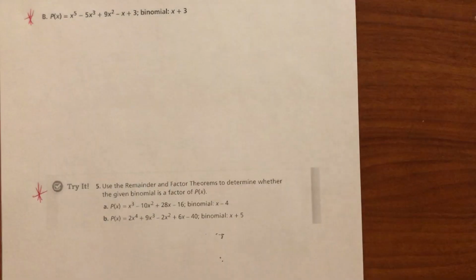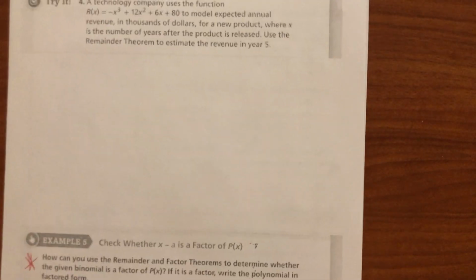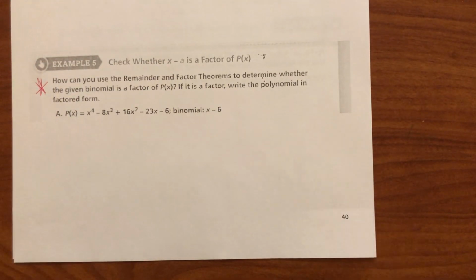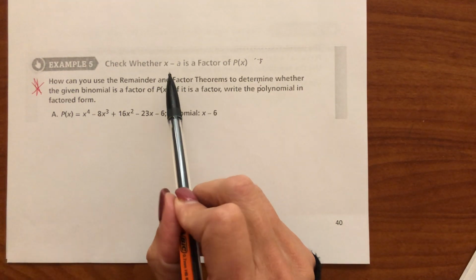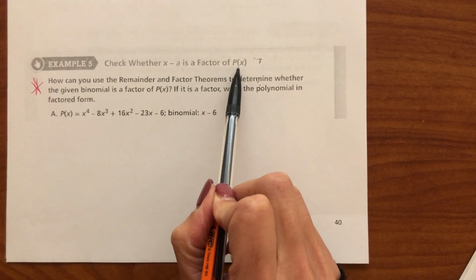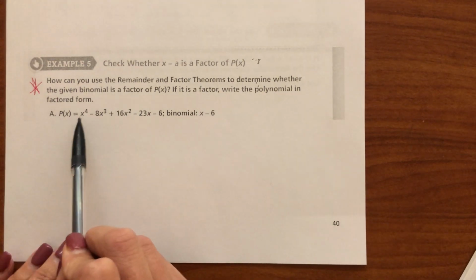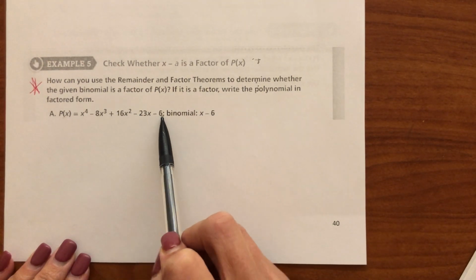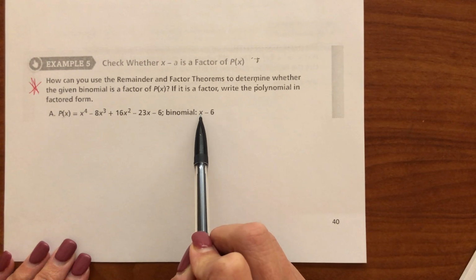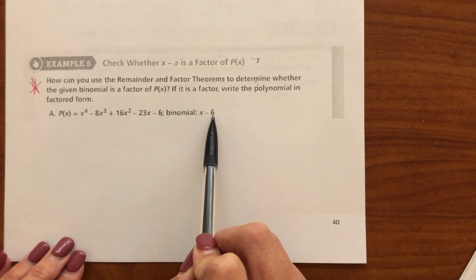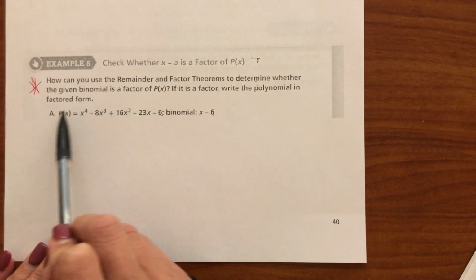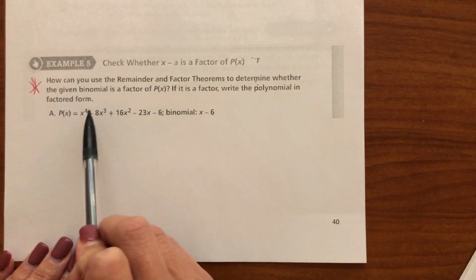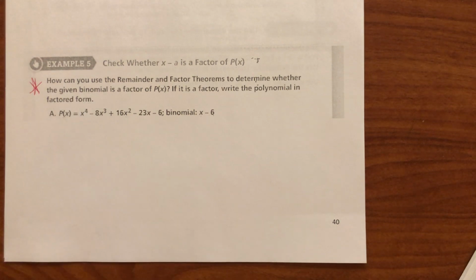All right, let's look at an example here. We're gonna go to page 40. Skip down to example 5 on page 40. Let's practice this. So we're gonna test to see if x minus a is a factor of p of x. So here's our p of x, and then your binomial is x minus 6. So in order for x minus 6 to be a factor of this polynomial here, we have to get a remainder of 0. So let's test it out.